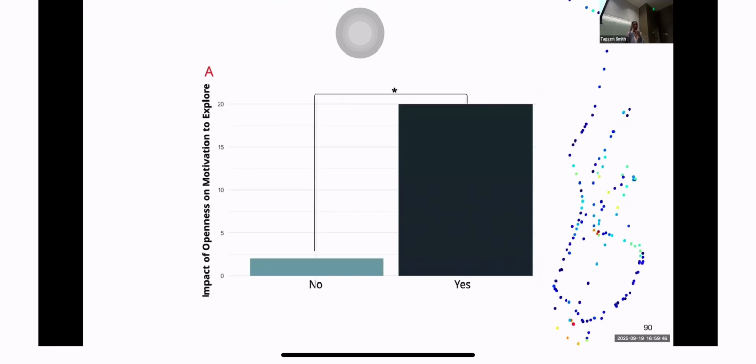Following that, we are going to go into the subjective experiences, or subjective data, of our participants to put into context our behavioral and physiological data. This graph here shows the impact of openness and motivation to explore. We asked our participants whether they felt any difference with the impact of the environment and how they felt about motivation to explore. And it was a highly significant effect of environment on motivation.